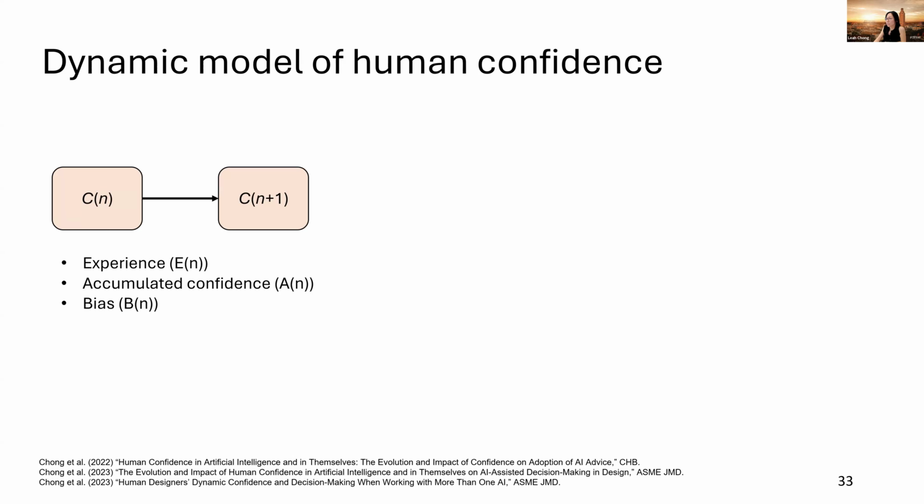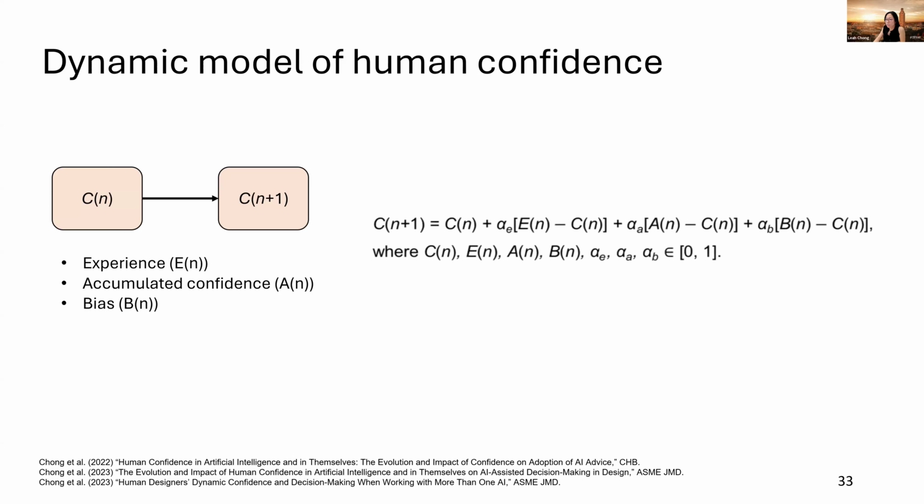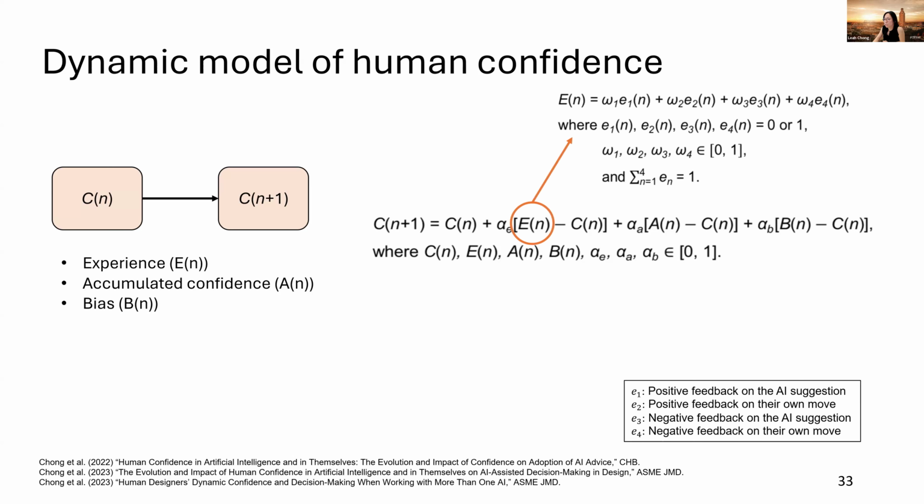And then bias is the bias that they have for general AI systems, not just this specific AI, but the thoughts that they have about the AI system generally. And this is what the model looks like. I'm not going to go into detail for this, but something to pay attention to is this experience factor, which is a linear sum of four different experiences that they can have when they're interacting with AI.